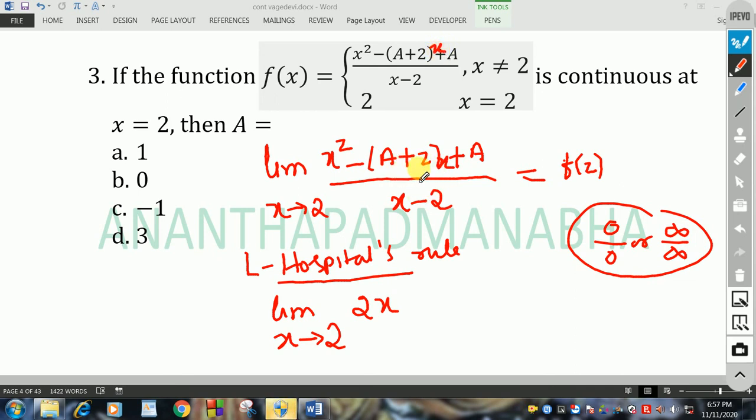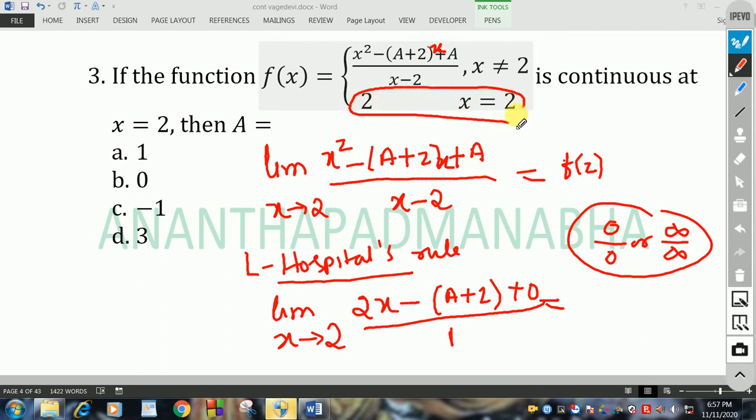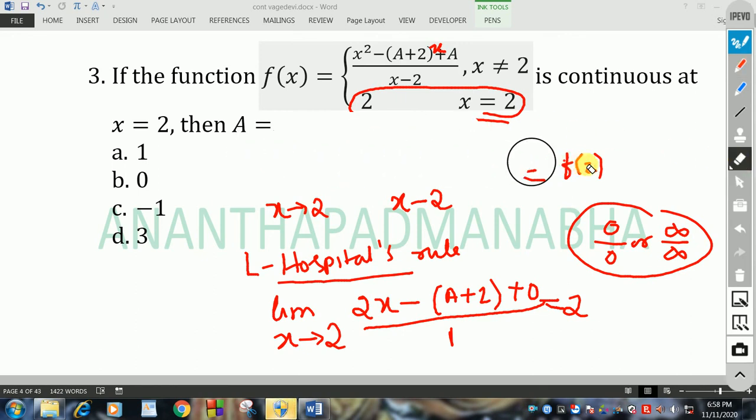We know that the derivative of kx is k. So therefore it will be minus (a plus 2), and the derivative of a is 0, whole divided by the derivative of x minus 2, which is 1, and this is equal to f of 2, which is 2. That is, when x is equal to 2, the value of the function is 2. So I am writing 2 here. Now you can apply the limit so that we can evaluate the value of a.